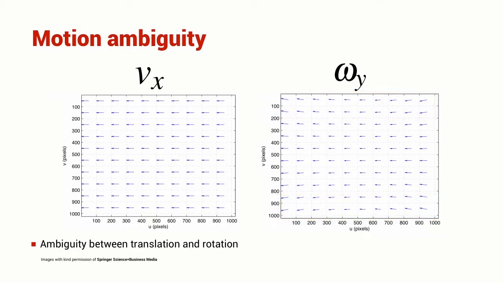There is some sort of ambiguity between translation and rotation. If I translate the camera or I rotate the camera, we get somewhat similar optical flow fields. Let's explore this in a little bit more detail.